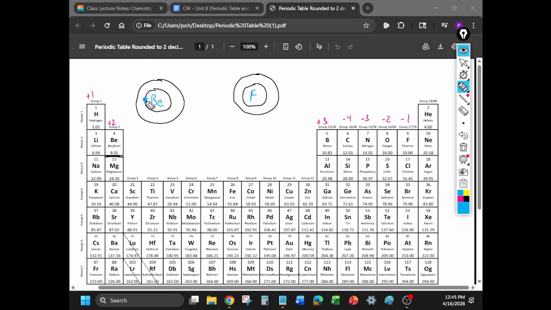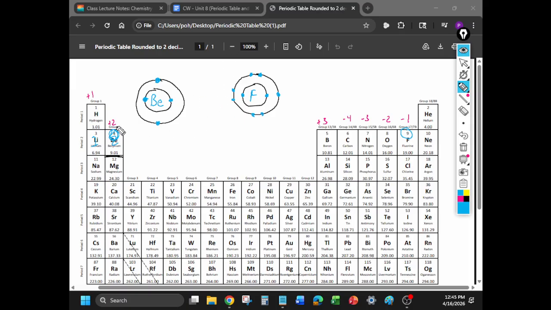So we got 2 electrons in that first shell, and Be is box number 2 in the second shell, so it's going to have 2 in the second shell. So for a total of 4, which is the atomic number, okay? And then for fluorine, same thing, 2 in the first shell, but for this one, it's going to have 7 in the second shell, okay? And that gives you a grand total of 9, which is the atomic number, okay? Everybody good with that?